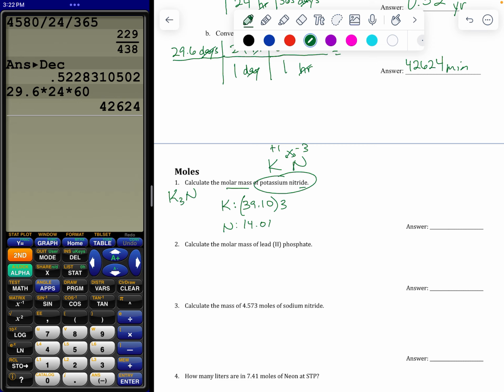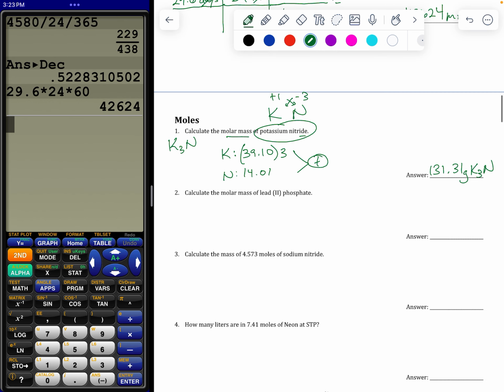It's like going shopping. If you buy 3 items of the same thing, you have to pay for all of them. So when you add these together, I believe this ends up being 131.31 grams of K3N. Actually, I'm sorry, that should be grams per mole of K3N, because grams per mole is molar mass. That's why we can use it to go back and forth between these units, right? Grams to moles, moles to grams, and so on and so forth.